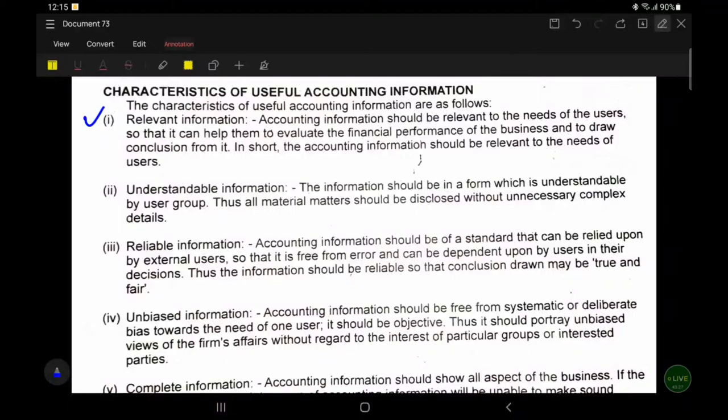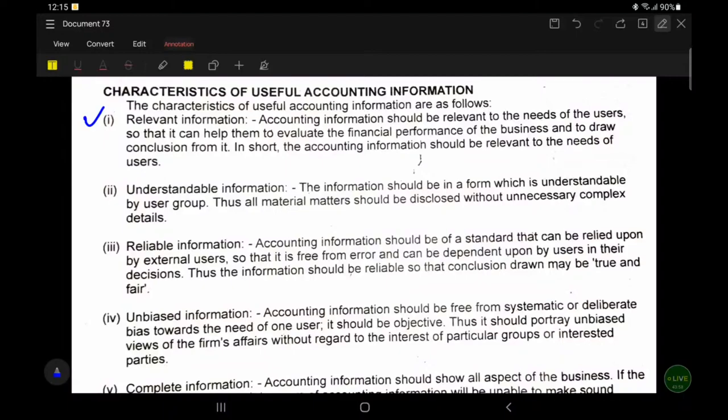If something is irrelevant, it means it doesn't have any important role to play in our decision making. So relevant here means that it should have that needful character that will help users make decisions about the business. That is the relevance aspect. It should be useful for them to make a decision.